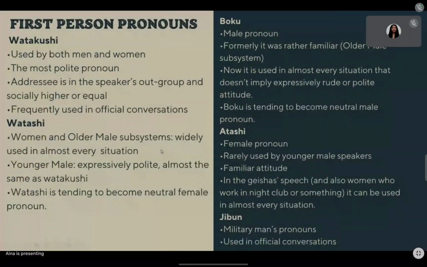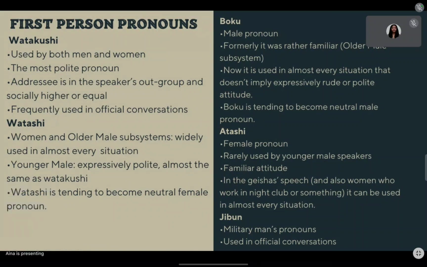Okay, so frequently, this is not just a common word to say I or the first personal pronoun. Much better, ginagamit ito sa mga socially higher position. Okay? So for example, boss mo, manager mo, teacher mo, ganyan. But we have here the common or the general personal pronoun which is the watashi.